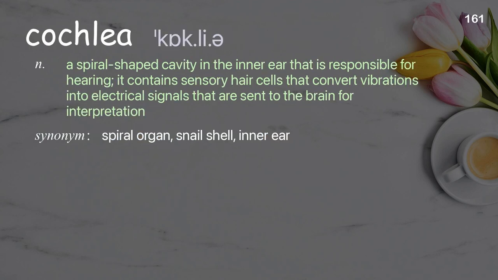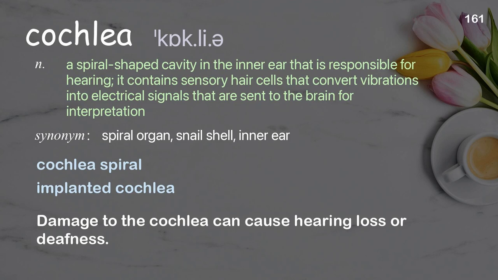Cochlea. A spiral-shaped cavity in the inner ear that is responsible for hearing. It contains sensory hair cells that convert vibrations into electrical signals that are sent to the brain for interpretation. Examples: Cochlea spiral, Implanted cochlea. Damage to the cochlea can cause hearing loss or deafness.